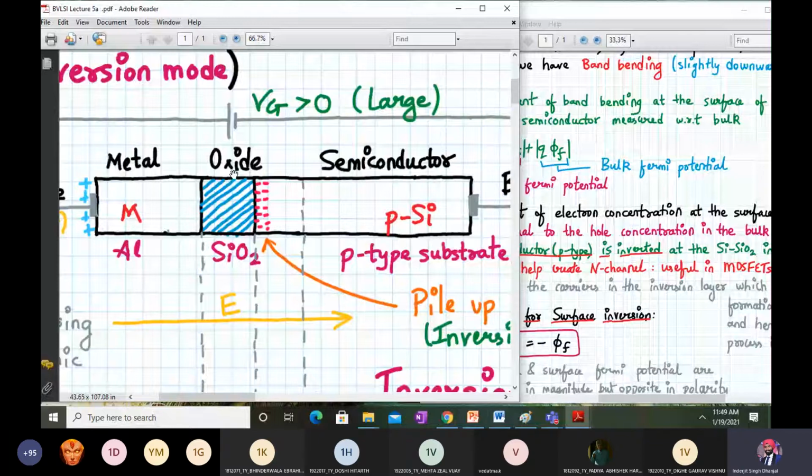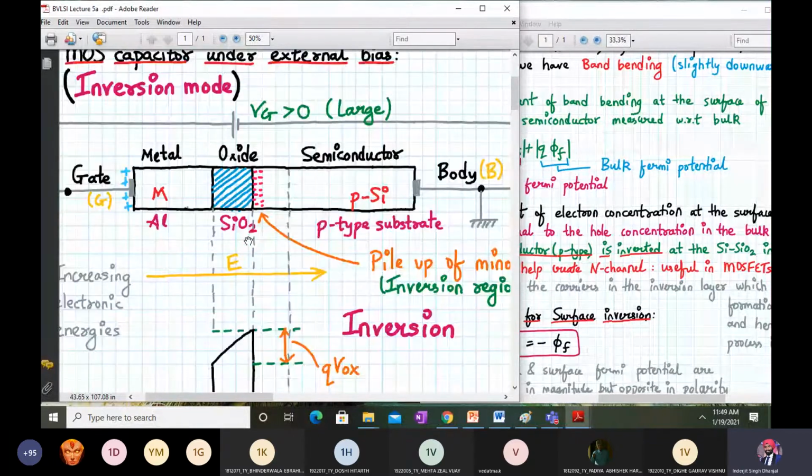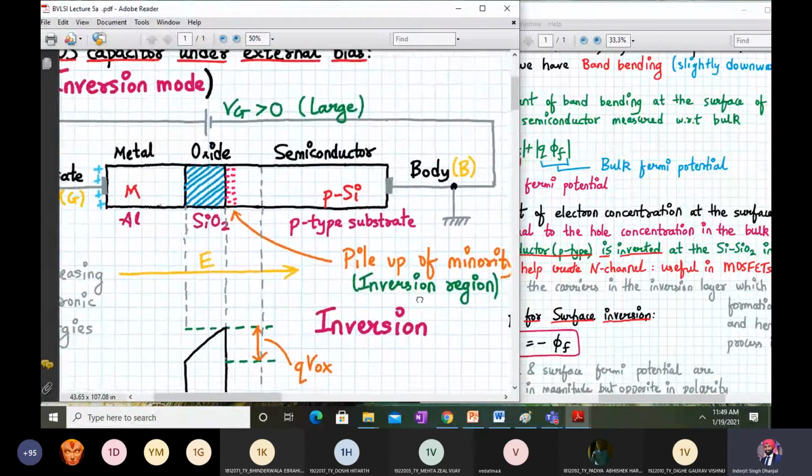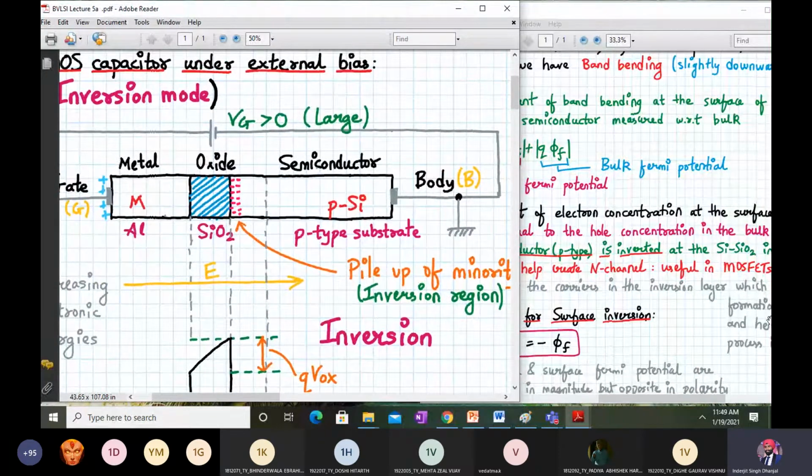That means your surface of the p-type semiconductor is inverted at the Si-SiO2 interface. Now this inversion, we call this the inversion layer. It's called the inversion region or inversion layer, where we have a pileup of minority carriers. Now this helps to create the N channel in a MOSFET.